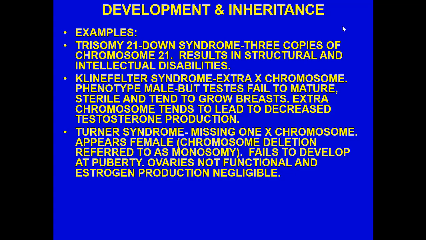So what happens is that they look a little bit female, but they fail to develop at puberty. The ovaries are not functional, and the estrogen production is negligible. And you can see this. Here we have trisomy 21.